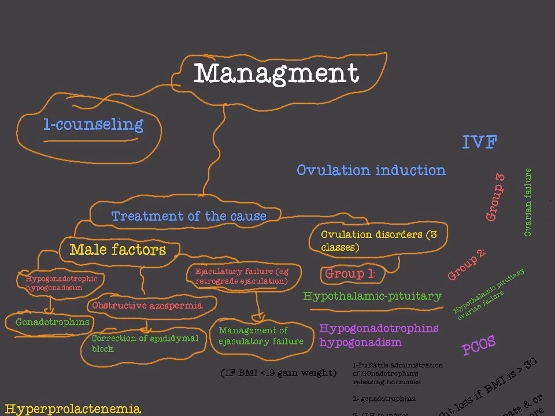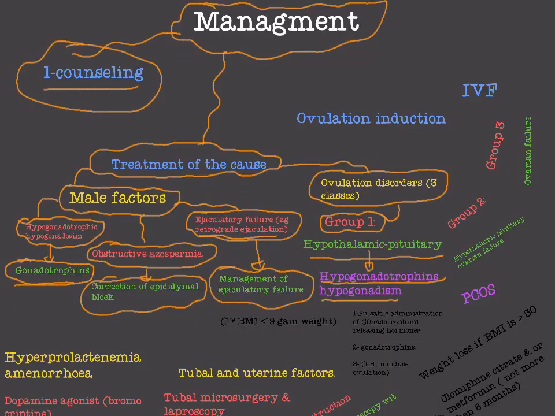So there are no hormones, no FSH, no LH, or low FSH and LH. This case is hypogonadotrophic because we have low gonadotrophins. Hypogonadism because the low numbers of gonadotrophins will lead eventually to low sex hormones. So this is the first group, the hypothalamic pituitary group. What to do in this case?